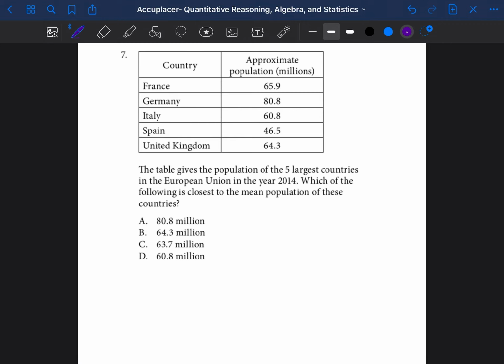So it says, the table gives the population of the 5 largest countries in the European Union in the year 2014. Which of the following is the closest to the mean population of these countries? Mean just means average. How do you find the average? You add all the numbers, and then you divide it by how many numbers there are.